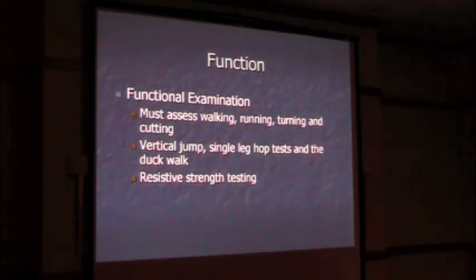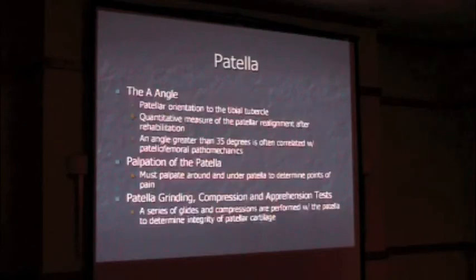Functional exam, always look at the patient, see what they can do functionally. Can they walk? Can they jump? Can they hop on one leg? This will tell a lot about what's going on within the knee. If they can't hop on one leg, then they may have some underlying instability or they have meniscus pathology. Resistive strength testing also, just to see how much strength they have within the knee itself.